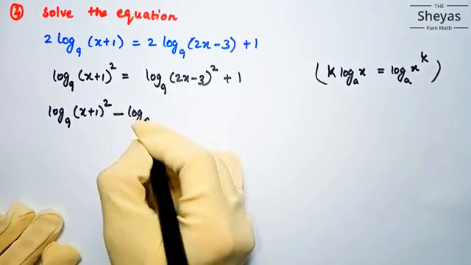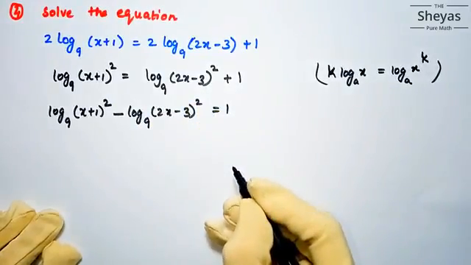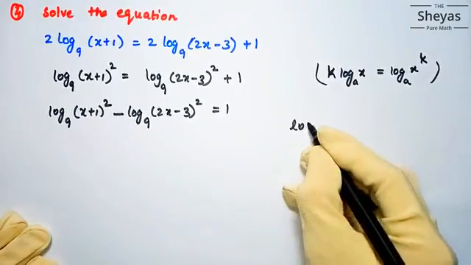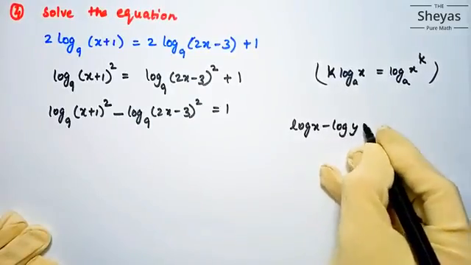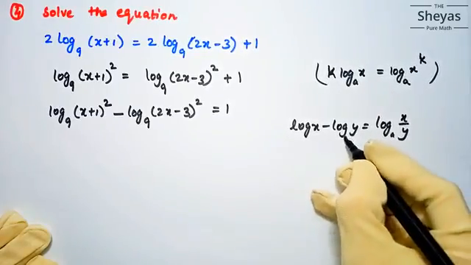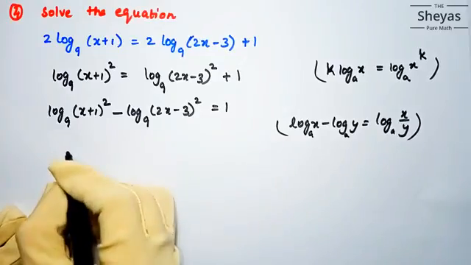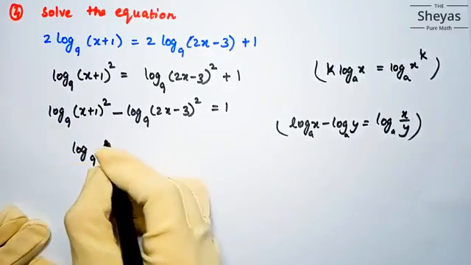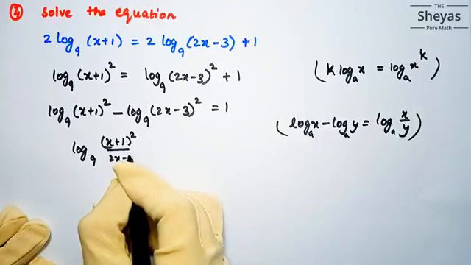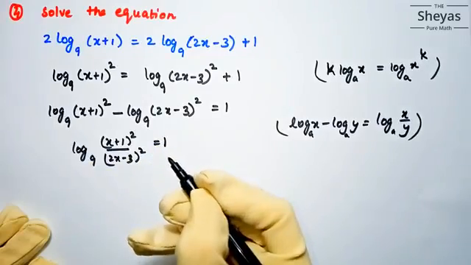Now in the next step, log 9 (x plus 1) the whole square, minus this I am taking to the other side. So log 9 (2x minus 3) the whole square is equal to 1. So now I can apply the division law, that is the second law of logarithm. Log x minus log y is equal to log x over y. So the base you can write it here, and then how will you write? Log 9 (x plus 1) the whole square by (2x minus 3) the whole square is equal to 1.